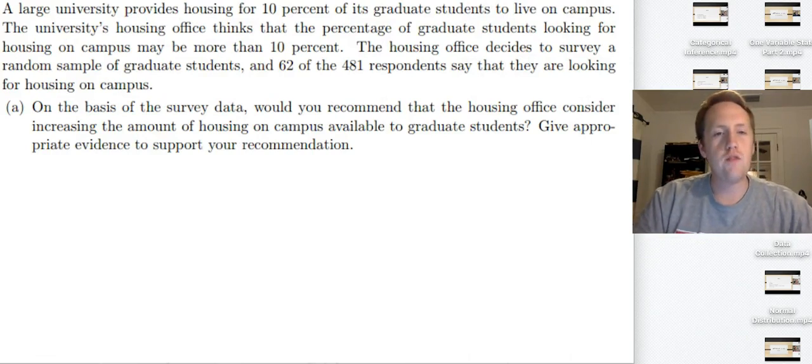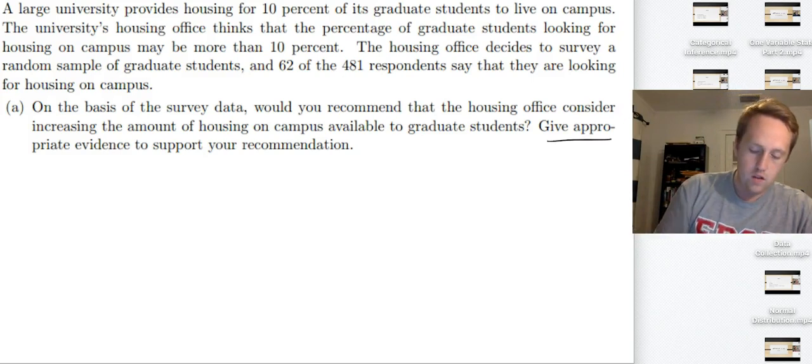A large university provides housing for 10% of its graduate students to live on campus. The university's housing office thinks that the percentage of graduate students looking for housing on campus may be more than 10%. The housing office decides to survey a random sample of graduate students, and 62 of the 481 respondents say that they are looking for housing on campus. On the basis of the survey data, would you recommend that the housing officer consider increasing the amount of housing on campus available to graduate students? Give appropriate evidence to support your recommendation.